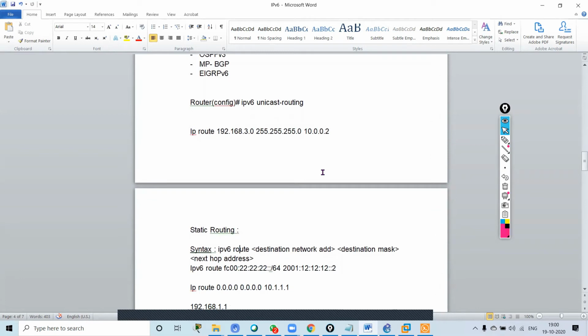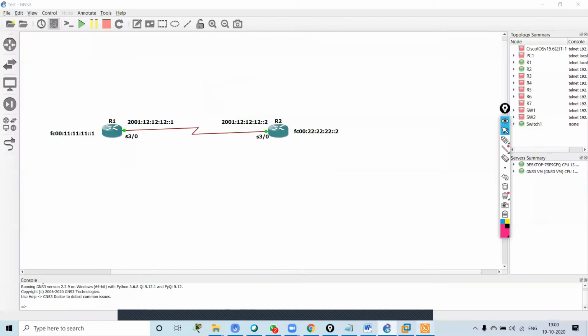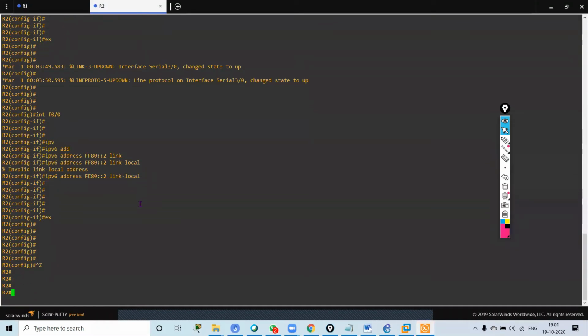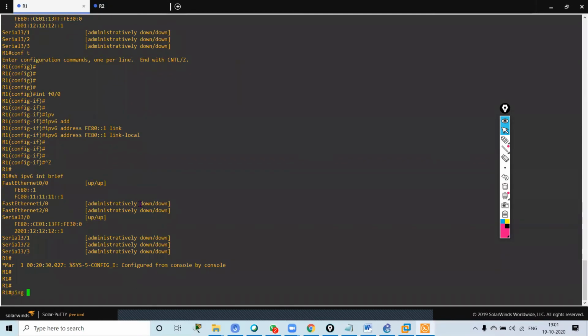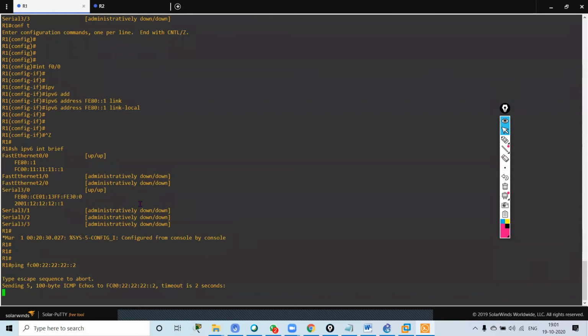Now, as we have static routes in IPv4, we have static routes over here also. The syntax is the same. If I try to ping from R1 to R2's LAN, I will not be able to ping because there is no routing. So I need to configure routing.